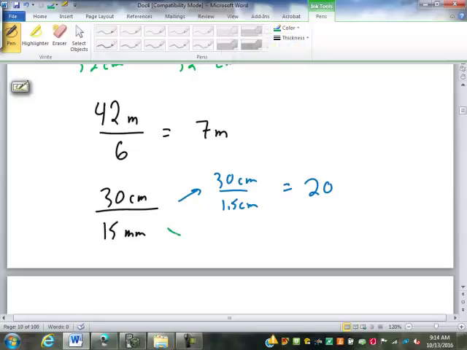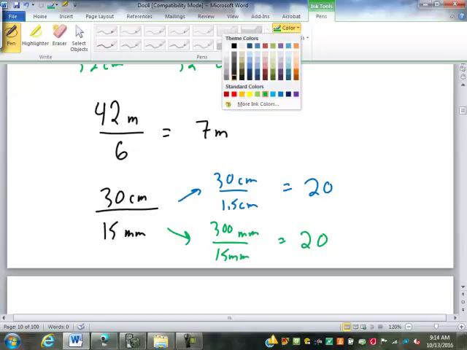If I went millimeters, the 15 millimeters stays the same. 30 centimeters becomes 300 millimeters. That divides out to make 20. So when I'm dividing, it does not matter what I want my answer to be in. If there's both measurements, the measurements are going to divide out.